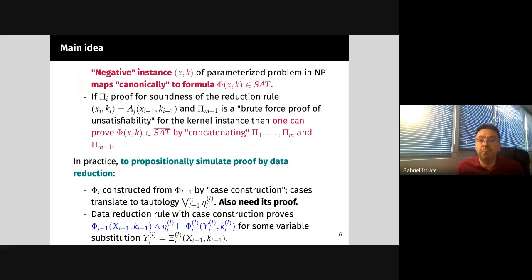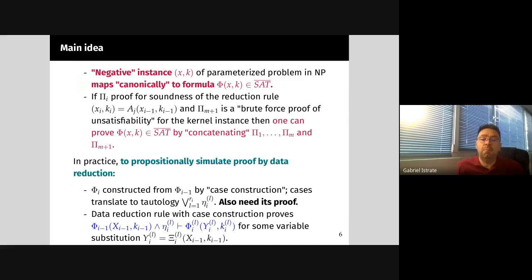Okay, quite simple. In fact, this is not really the way things are done to propositionally simulate mathematical proofs by data reduction. There are a couple of more details that make things a little bit more complicated. For instance, this formula phi may be constructed from the previous formula by a case construction. And now you typically argue in a mathematical proof that one of these cases applies. So you basically have a tautology that expresses this case construction. And of course, when you do a translation of this, you also need the proof of this tautology.